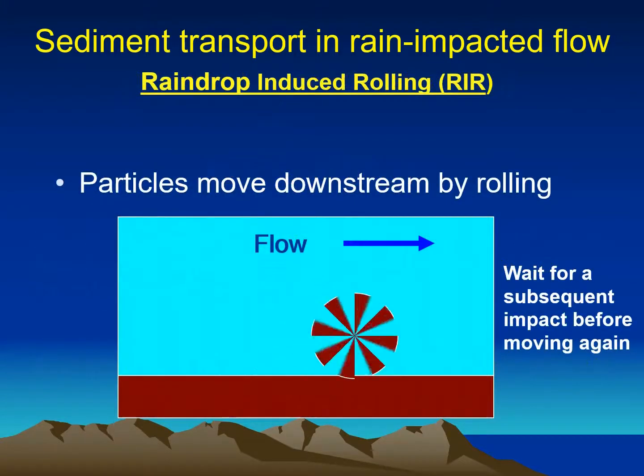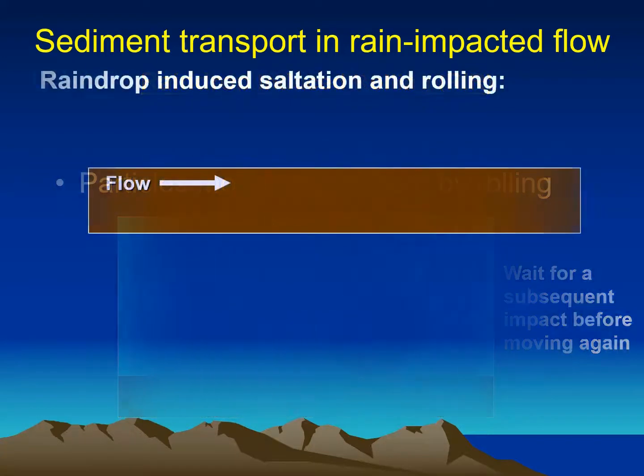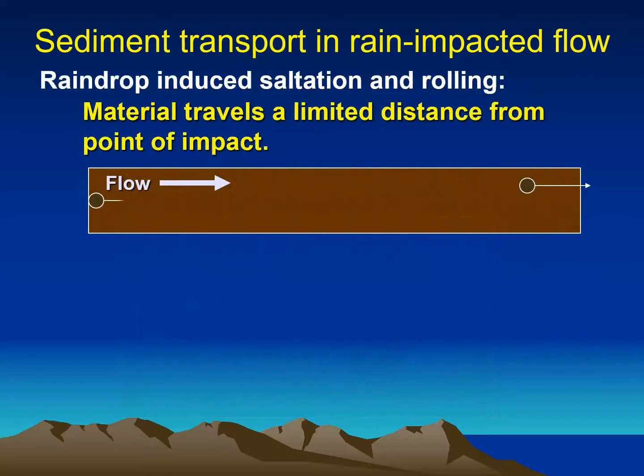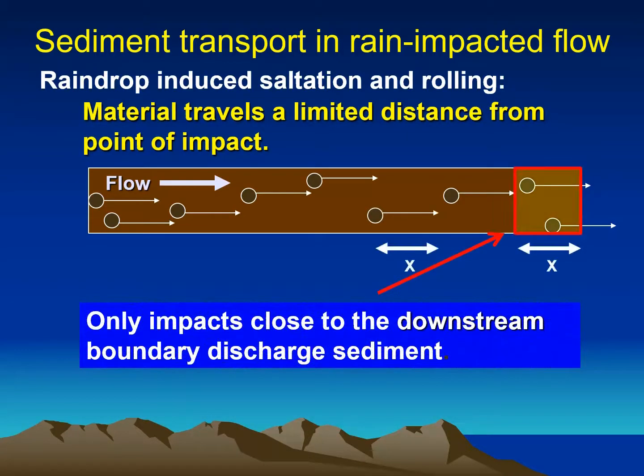When raindrop-induced rolling occurs, each raindrop impact causes the particles to roll a certain distance, where they stop and wait till the next impact. With raindrop-induced saltation and rolling, material travels limited distances from the point of drop impact. Only impacts close to the downstream boundary actually cause discharge.